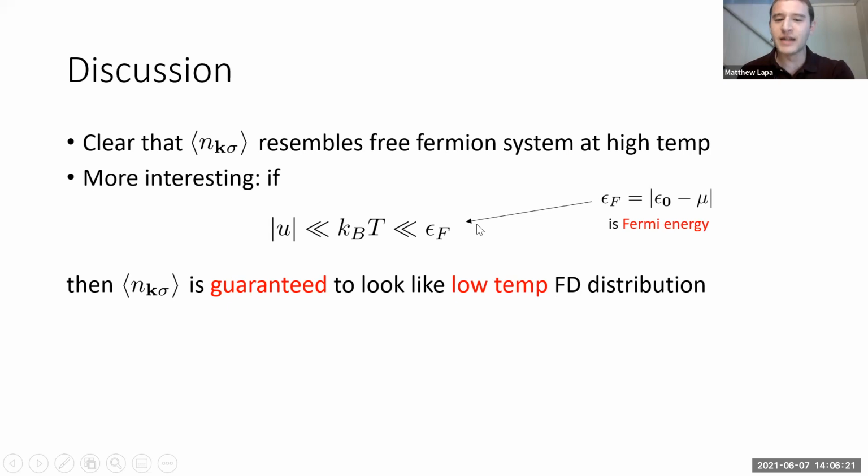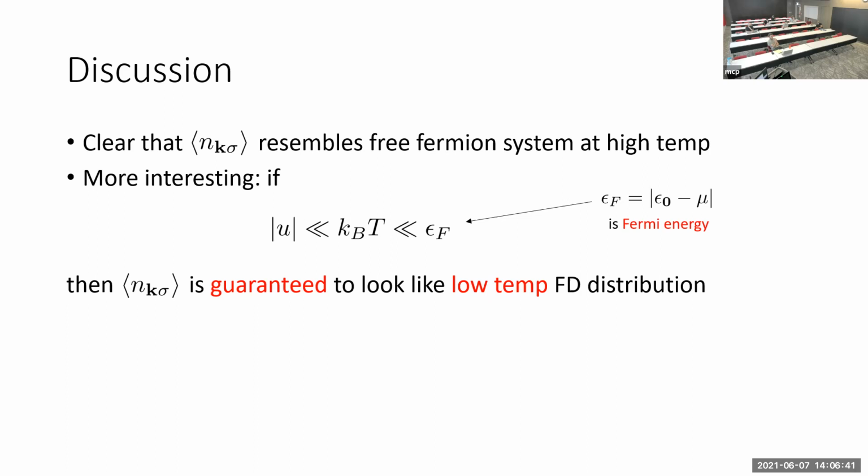But it does say that at least as far as these momentum occupation numbers are concerned, the system will be very close to looking like the free fermion system. So that's the main result. So should I understand this as you're at a temperature high enough, the interactions stop mattering, basically?